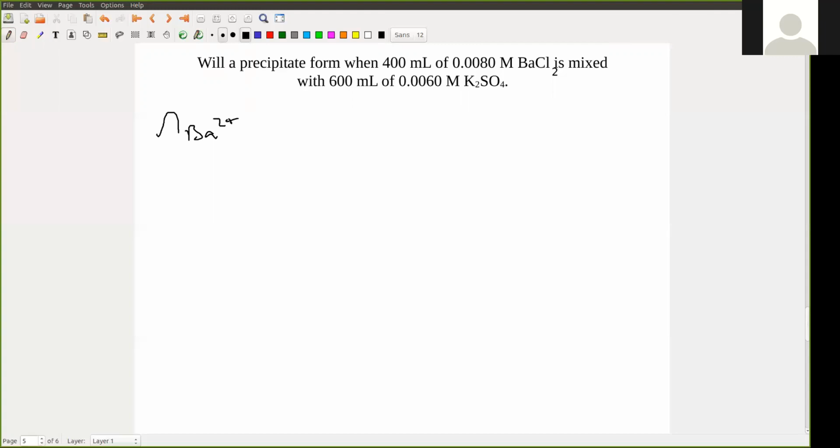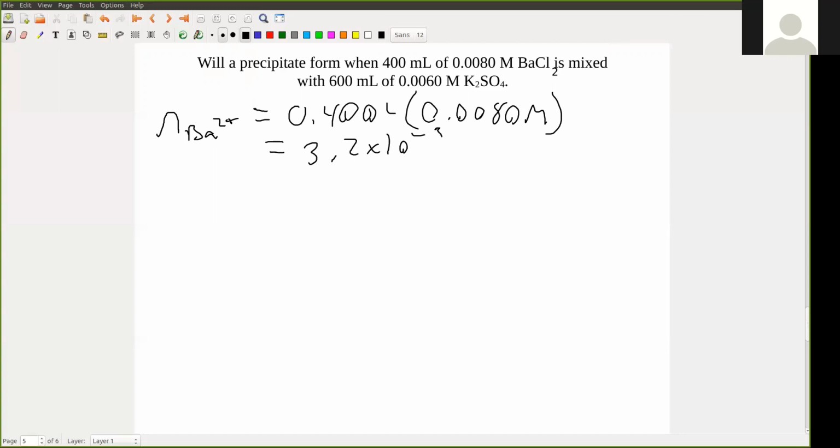Ba2+. That's going to be the volume in liters, which is 0.400 liters, times the molarity, which gives us 3.2 times 10 to the minus 3 moles.